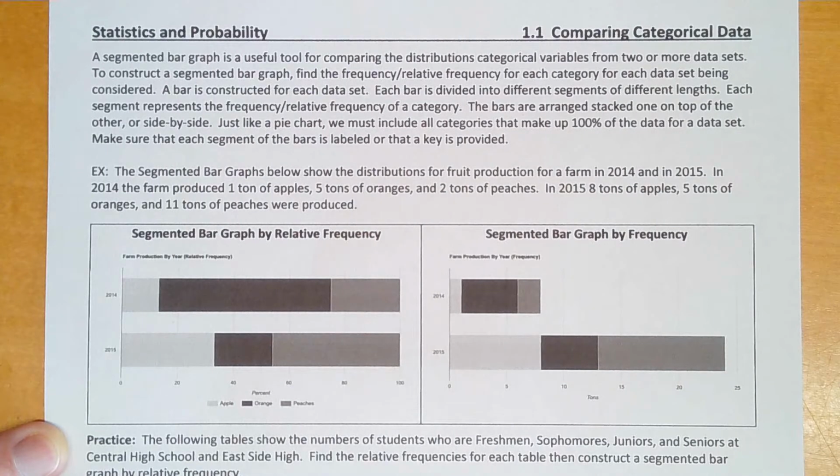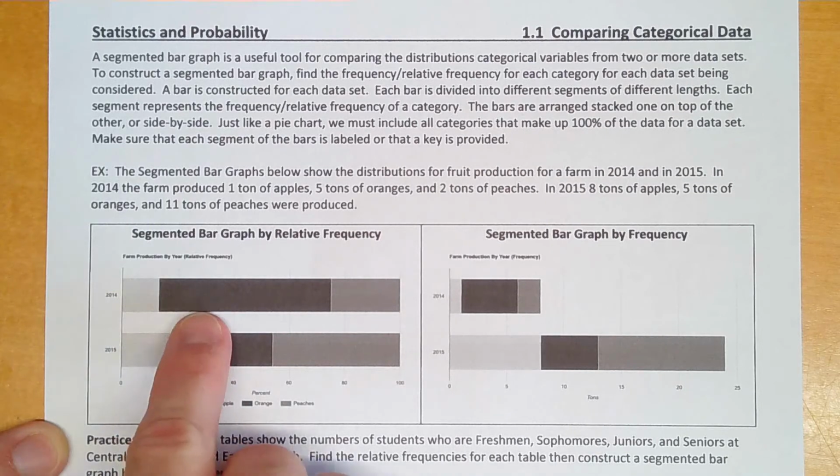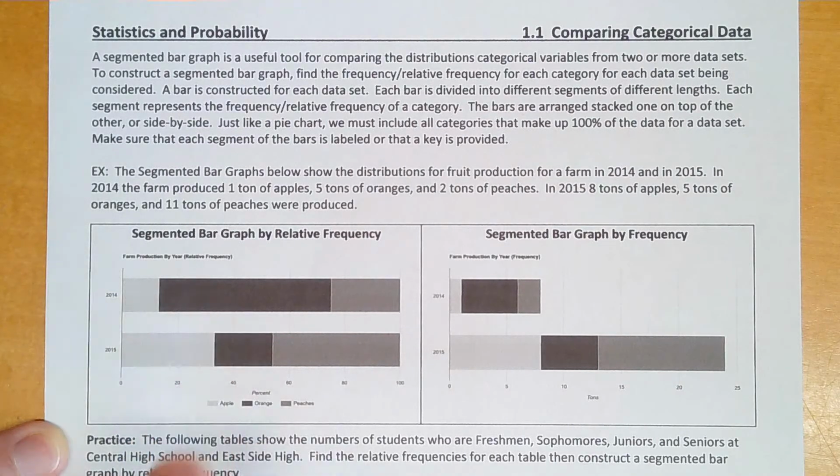So in this first one, I have a segmented bar graph by relative frequency, right? And you can see down here, these are my labels. So that means each one of these bars extends 100%. So it's 100% of the fruit sales for that year. And so one thing to be careful of, it looks like, oh, wow, we were just crushing it with oranges in 2014, but what happened in 2015?